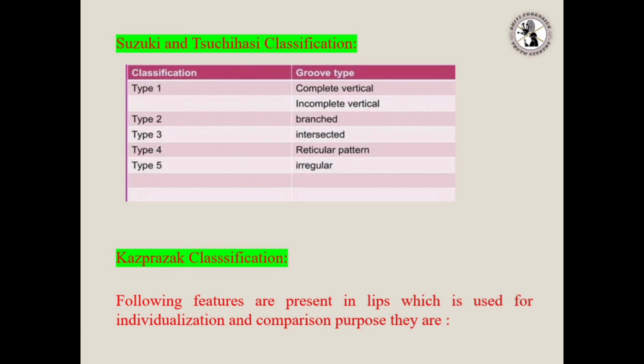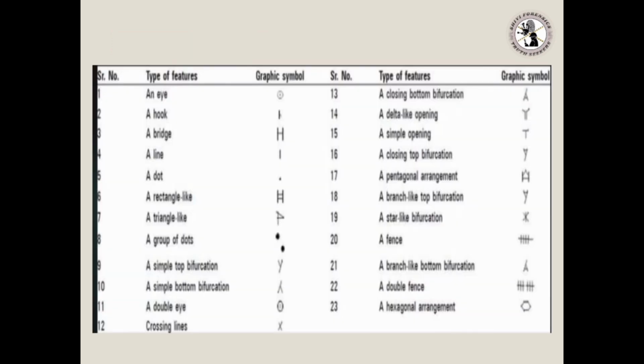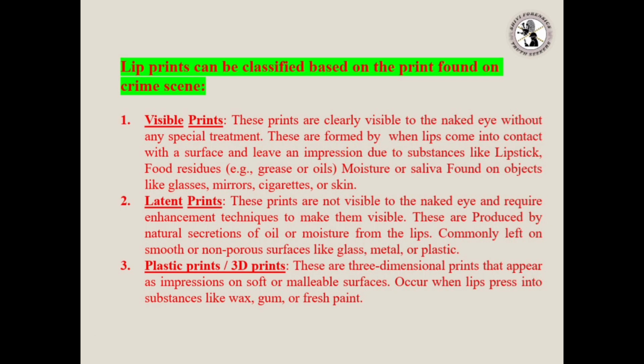persons, and he suggested some of the features that are present in the lips, which are used for individualization and comparison purposes. So, at last, based on the lip prints that are found at the crime scene, lip prints can be classified as visible prints, latent prints, and plastic prints, which are also called 3D prints. The visible prints are prints that are clearly visible to the naked eye, so they do not need any special treatment for developing.